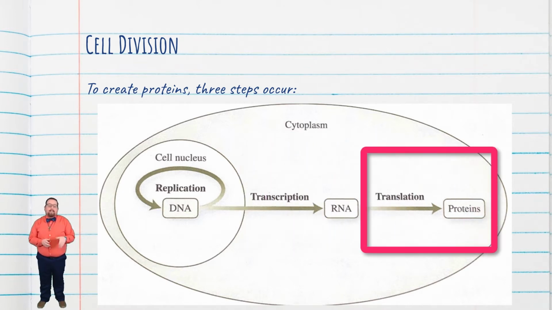Translation occurs in the cytoplasm, more specifically in the ribosomes, and it's the process of using the RNA to create protein molecules by linking amino acids in a particular order. So let's talk about these steps in more detail.